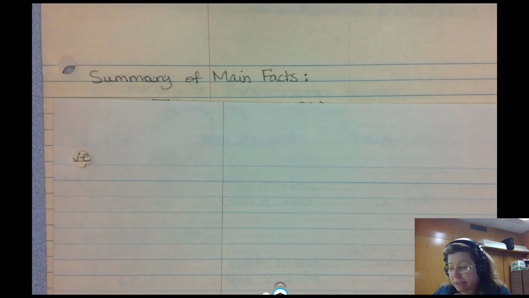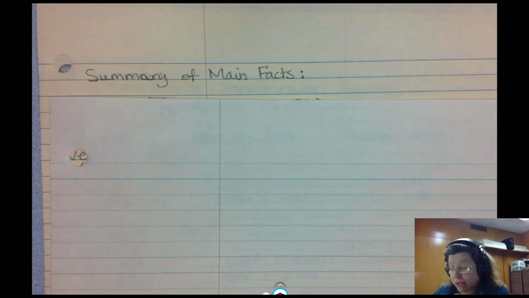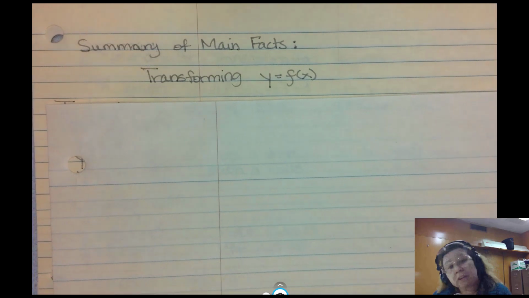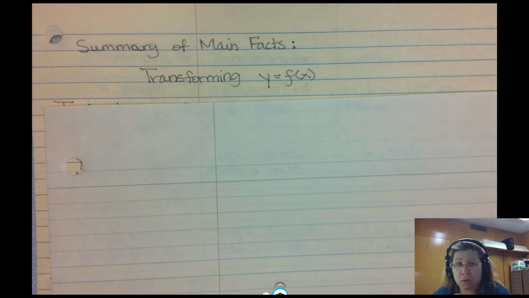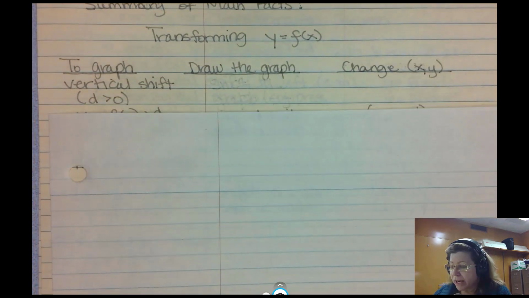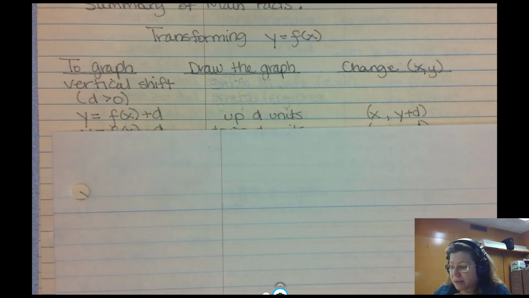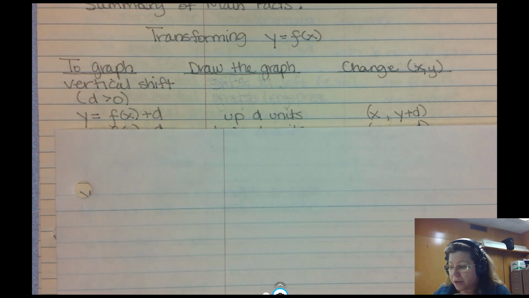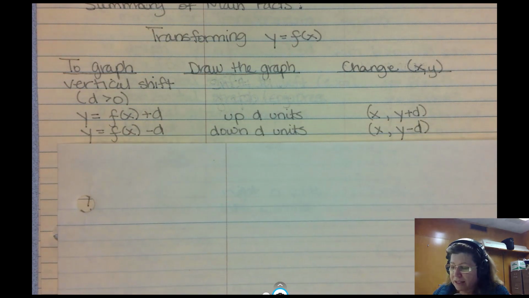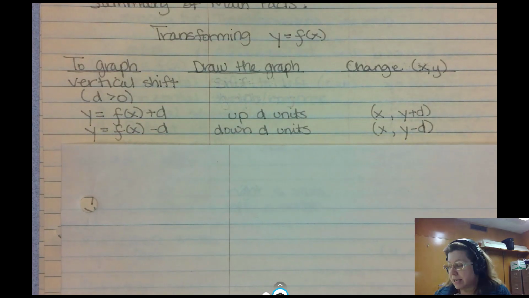All right, let's sum this up, all the main facts that we did talk about with transformations. We are going to be talking about transforming a simple function like y equals f of x. We have vertical shifts. This is when our d value is greater than 0. If it looks like f of x plus d, it's going to be up d units. So our results would be on the y change, not the x. If it's f of x minus d, then it's down d units. Again, that's on the y.